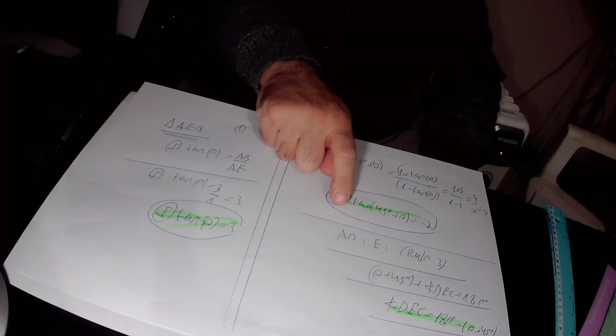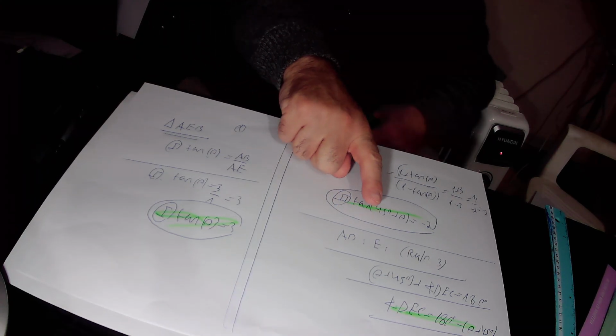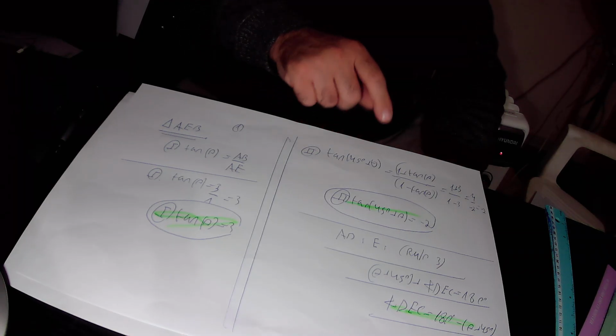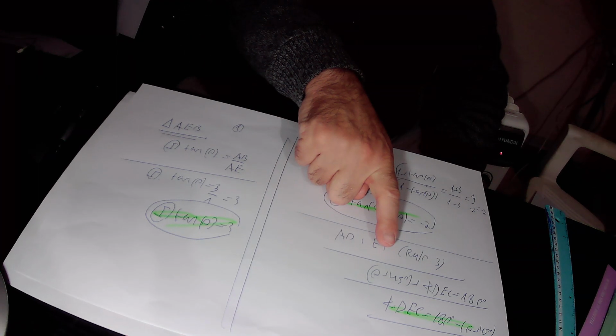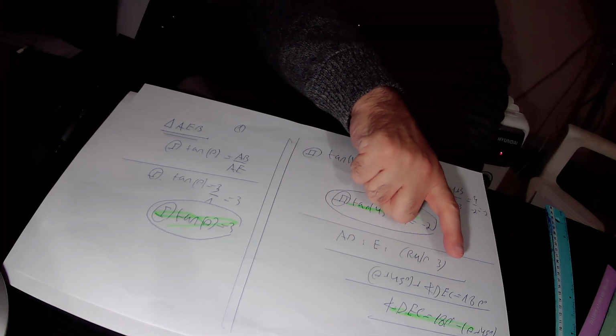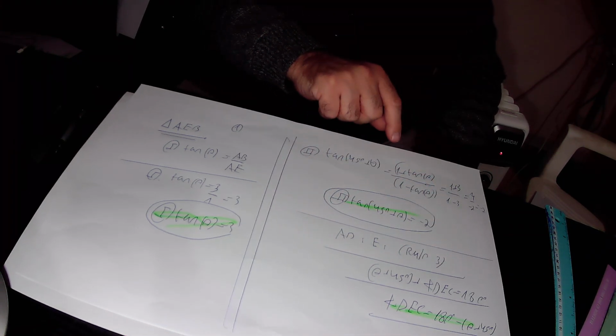So on the right side of the straight line AD at point D, according to Rule 3, the sum of the angles must be equal to 180 degrees. Which angles do we have on the right side of the straight line AD at point D? We have theta plus 45 degrees, plus the missing angle DEC, and in total they must be equal to 180 degrees according to Rule 3.